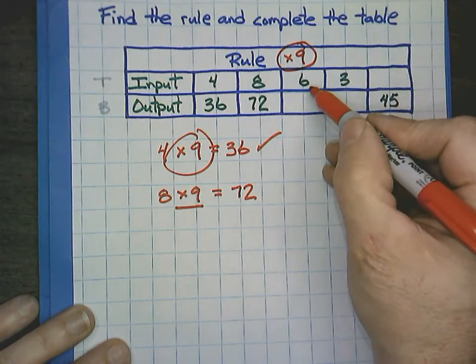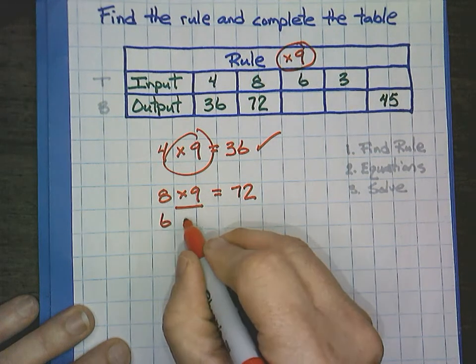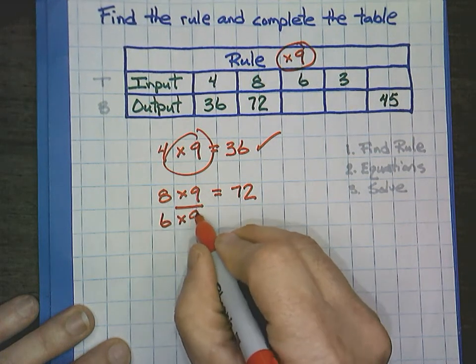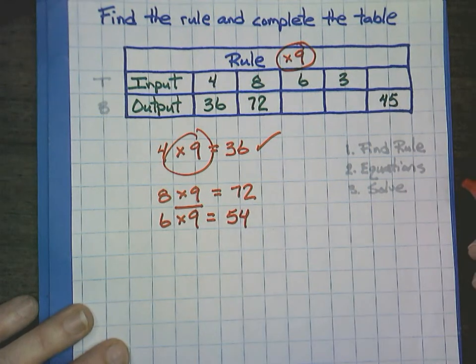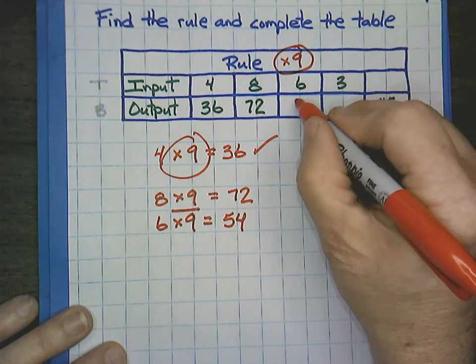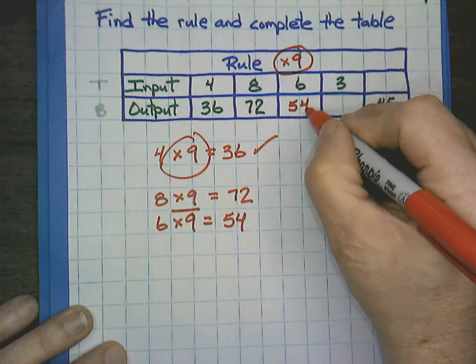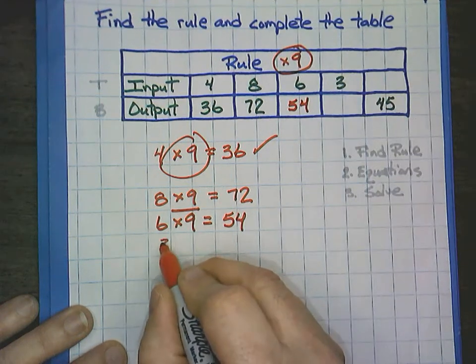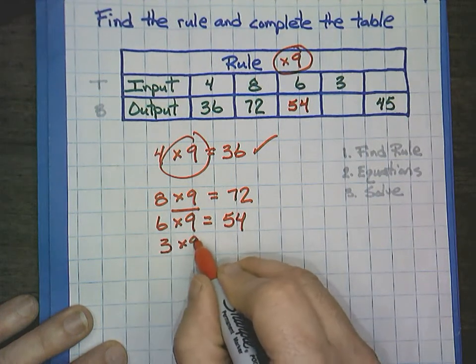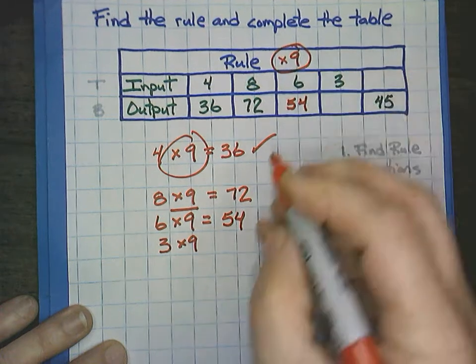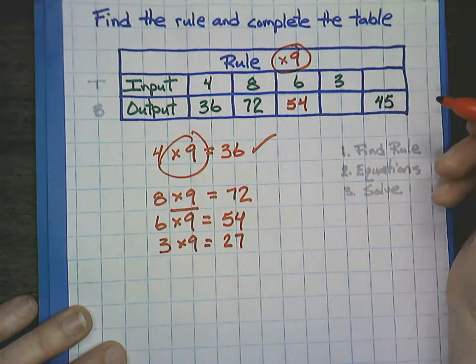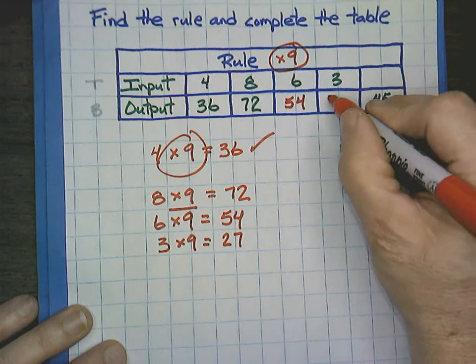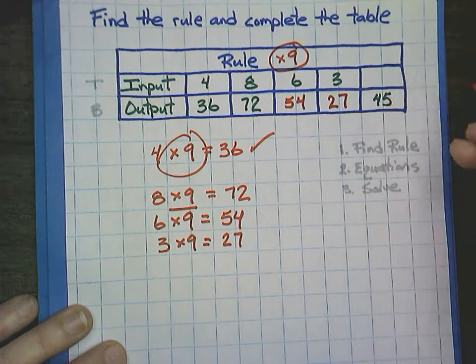To solve this, I'm just going to go 6 times 9, and I know that that would equal 54. 3 times 9, that's my rule of times 9, that would equal 27. And you could use your multiplication chart. It's always good to memorize your facts.